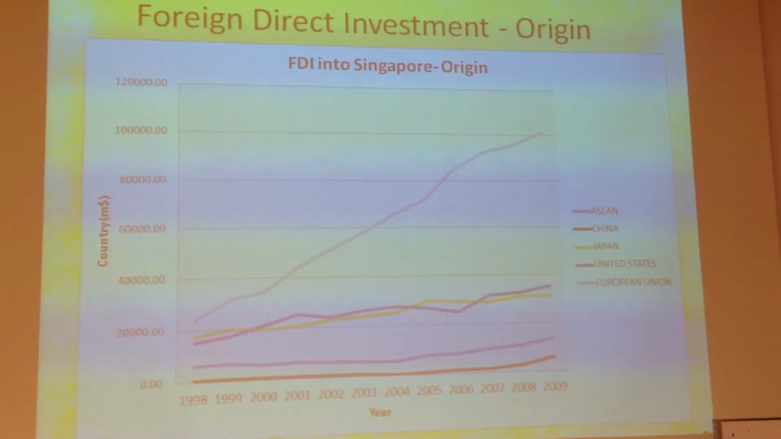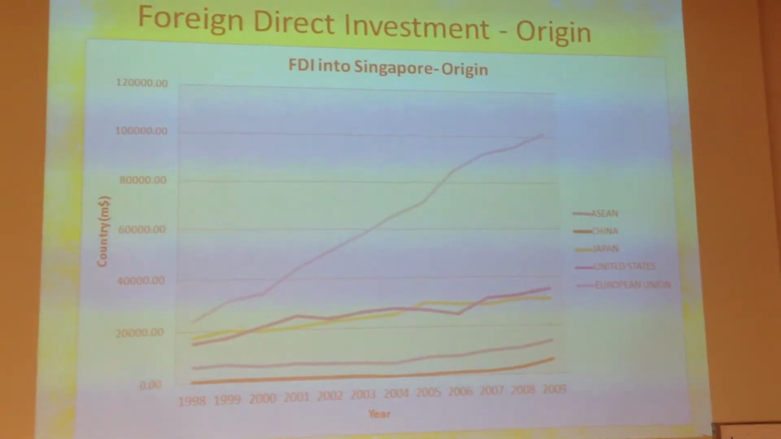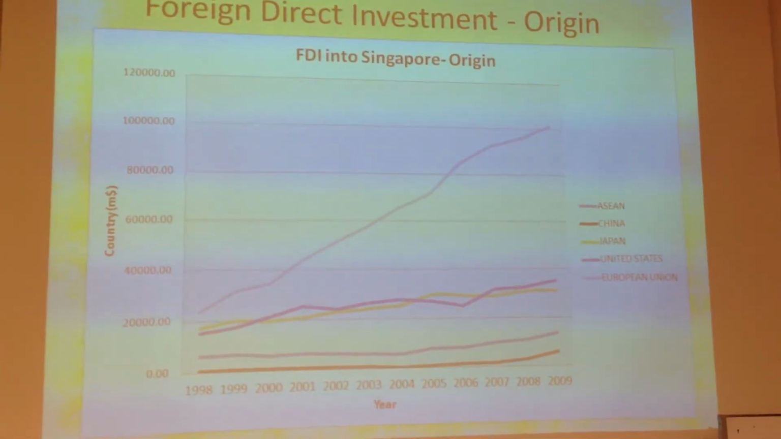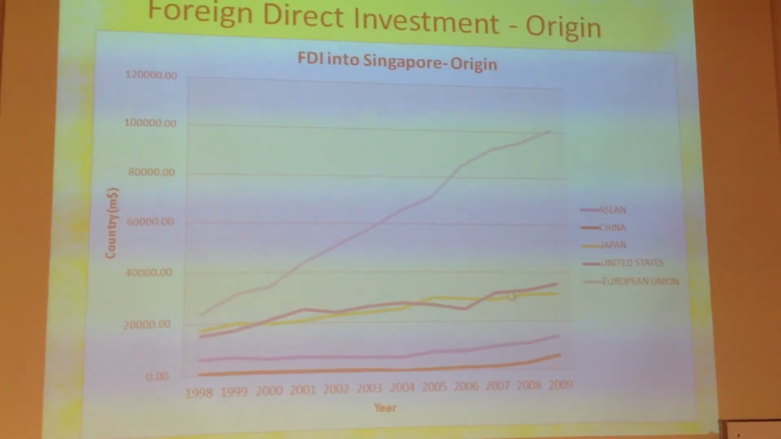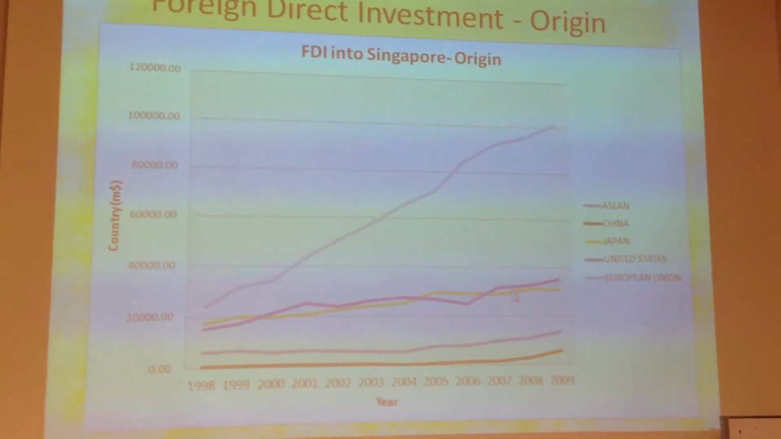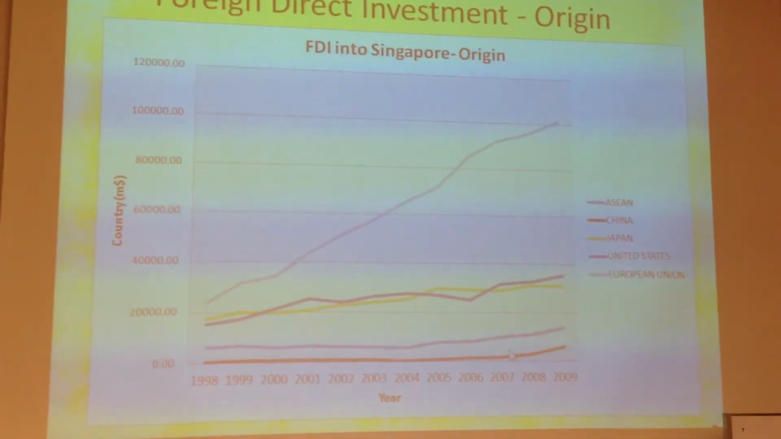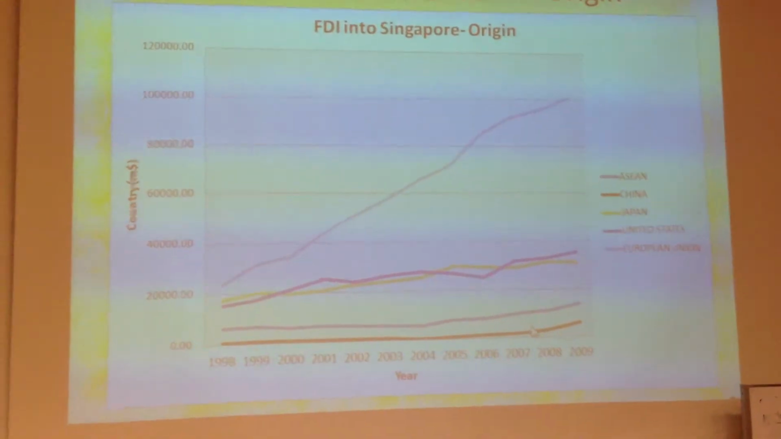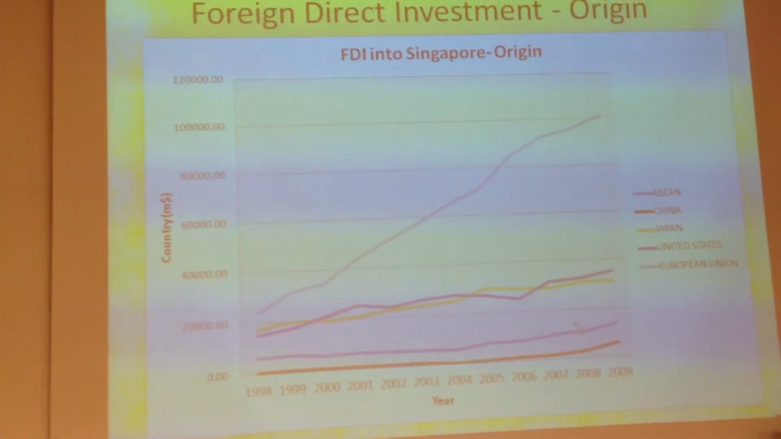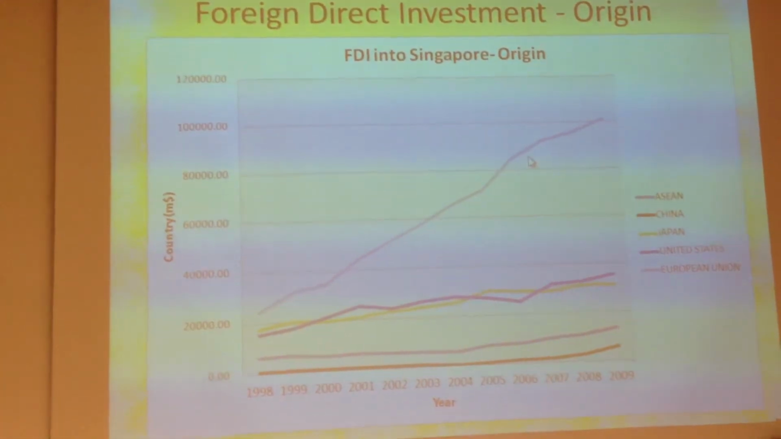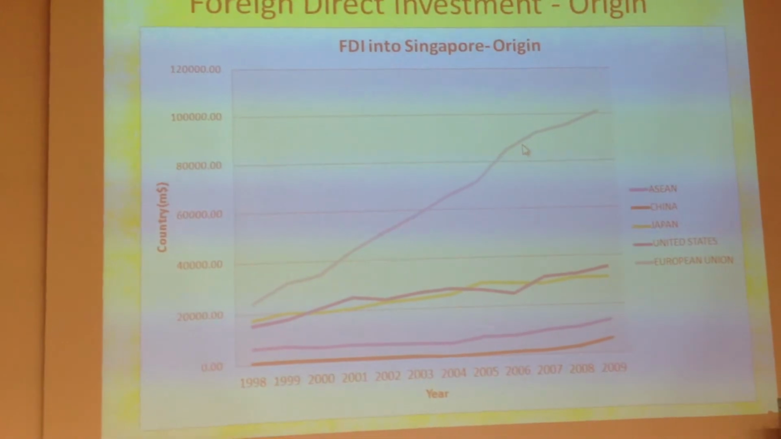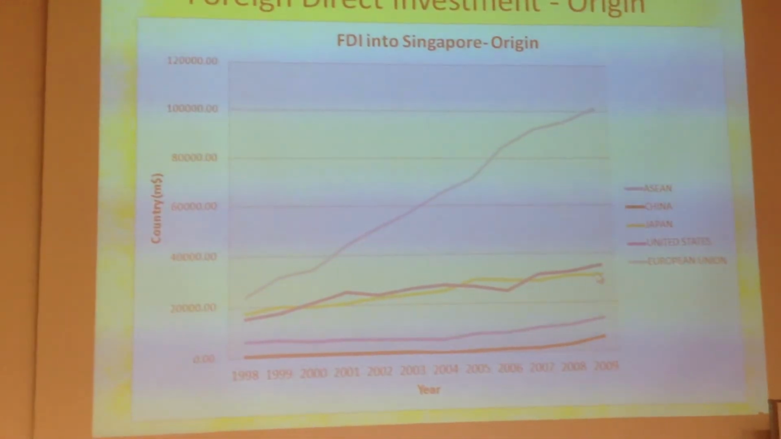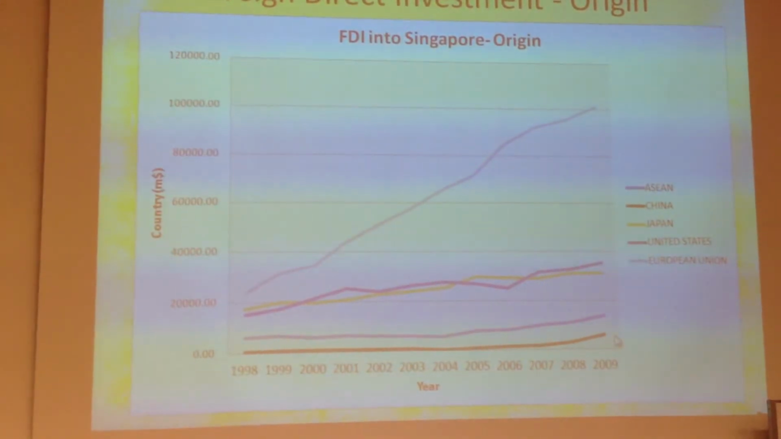The largest source of foreign direct investment comes from the ASEAN region, followed by, if you look at the line graph, the purple one, United States, the green one, Japan, then European Union, and finally China. So Singapore attracts foreign direct investment, the largest amount from the ASEAN region, followed by the United States and Japan respectively, then the European Union, and then China.